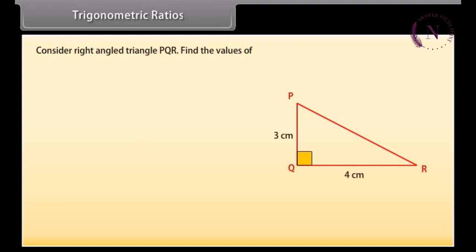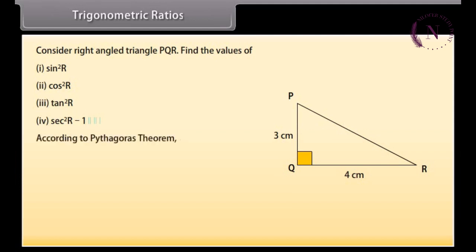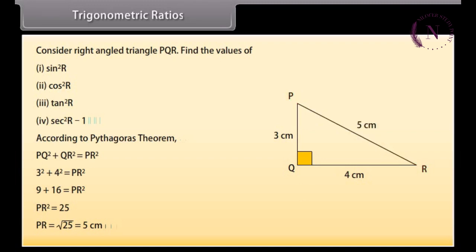Consider right-angled triangle PQR. Find the values of sin square R, cos square R, tan square R, sec square R minus 1. According to Pythagoras' theorem, PQ square plus QR square is equal to PR square. By substituting the values, we get 3 square plus 4 square equals PR square. Now, by calculating it, we get PR is equal to square root of 25, which is 5 centimeter.